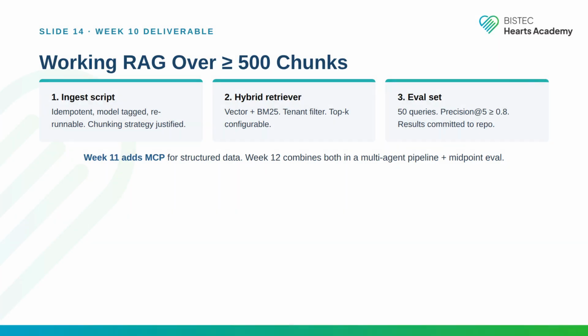Week 10 deliverable: 3 artifacts. 1. An ingest script, idempotent, model-tagged, re-runnable, with a justified chunking strategy. 2. A hybrid retriever combining vector and BM25, tenant filter applied, top K configurable. 3. An evaluation set of 50 queries, precision at k=5 at or above 0.8, with results committed to the repository. Submit Friday. Week 11 adds Model Context Protocol for structured data.